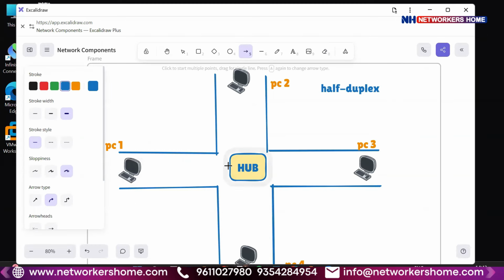So I will send the data to the hub, and the hub will send the data to PC 3. Right? How does this work? See, the single collision domain and half duplex, both we will be seeing here. First, initially the PC 1 will send the information to the hub.